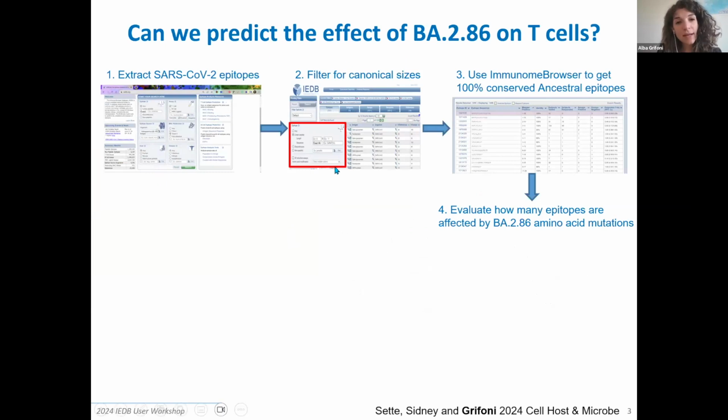And then once we extracted all the different epitopes, we went into the ImmunomeBrowser to really make sure we were looking at ancestral epitopes. And the rationale is that IEDB is a database that keeps evolving through time, and many studies now have been focusing on the different variants. So in our case, we really wanted to understand, if we go back to epitopes that were identified when you got the first COVID vaccine, and then we compare them with the most recent variant, what is the effect of these mutations in these original epitopes?